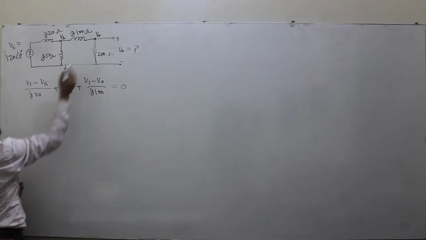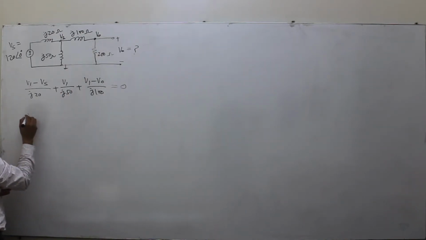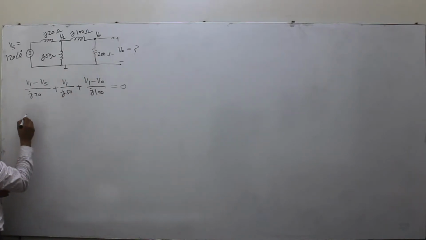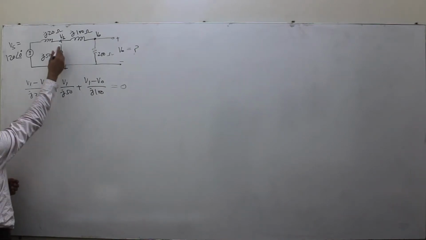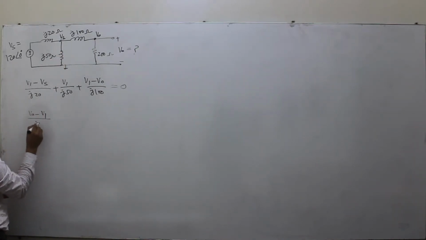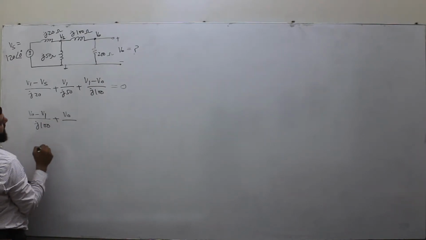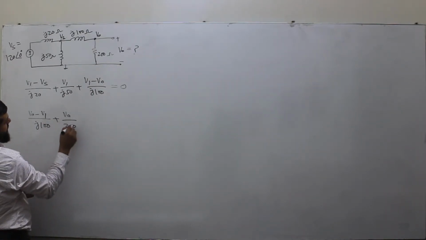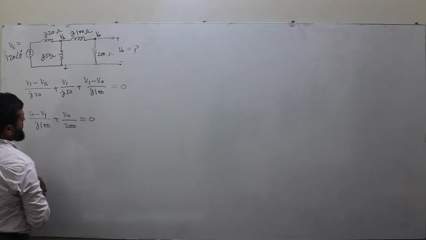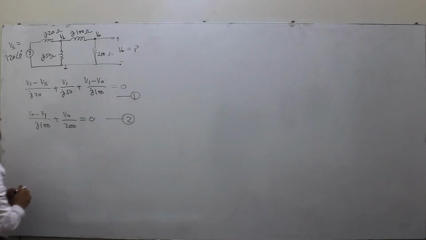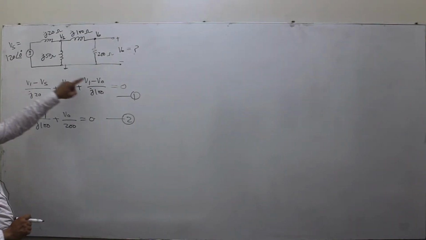And the second equation, applying Kirchhoff's current law at the second node, will give us V0 minus V1 divided by j100 plus V0 divided by 200 ohms is equal to 0. So you have these 2 equations, and you have 2 variables to find, which are V1 and V0.